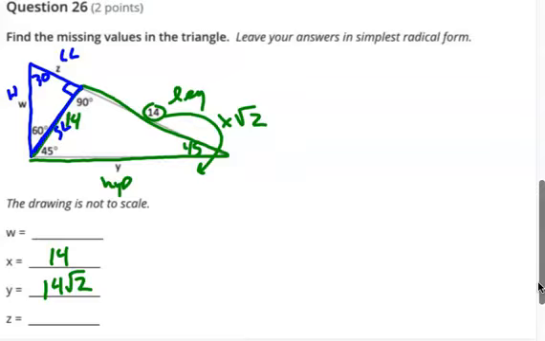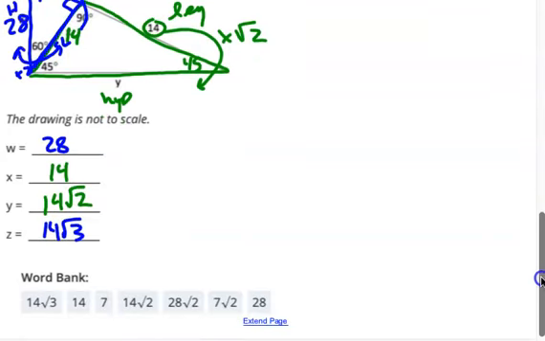So to get the hypotenuse, w, I need to take 14 times 2. So w is 28. And I need to take 14 times the square root of 3 to get the longer leg. So that's going to be what z is. And that should be it for this one. All those answers are options in the word bank, so it looks like we did everything correctly.